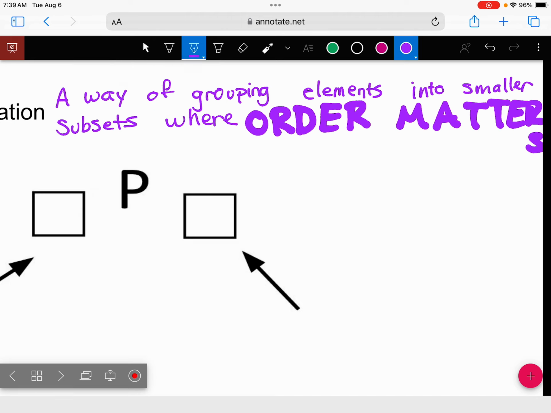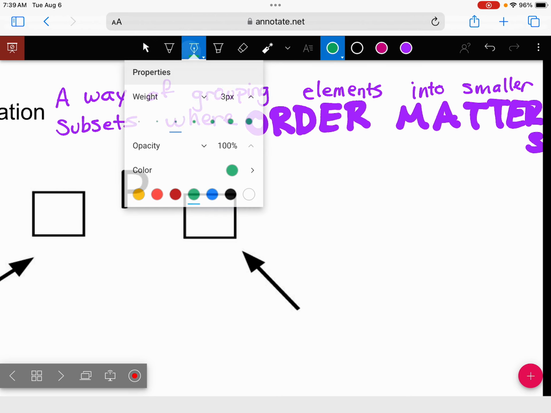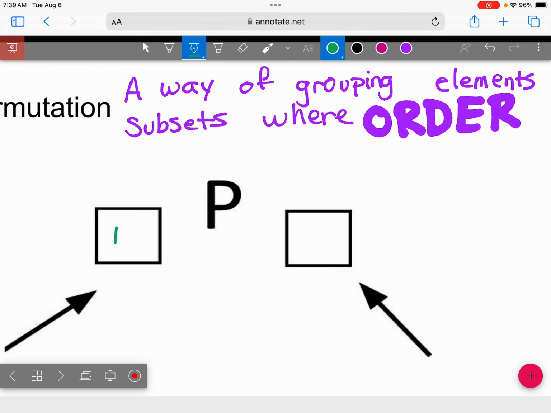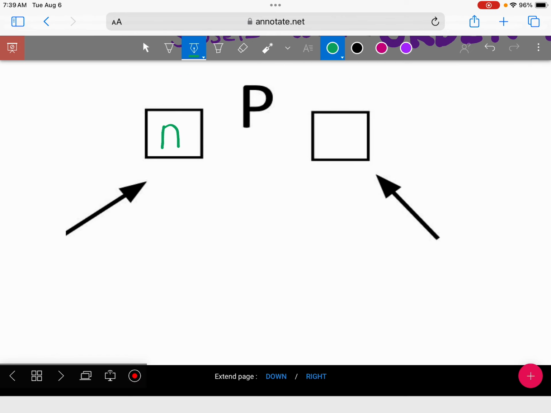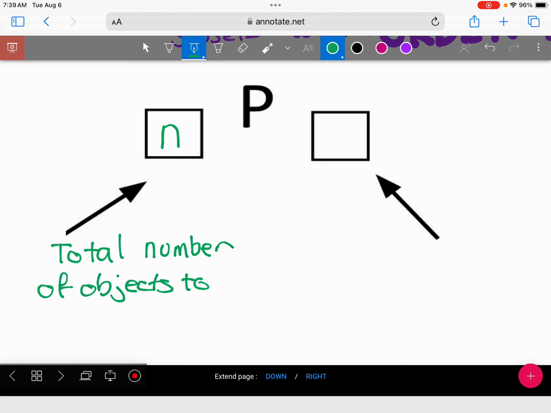And what we call these numbers in our notation is we call this one in front N. And this is the total number of objects or people or things to pick from, so like our equally likely outcomes, our total number of options.